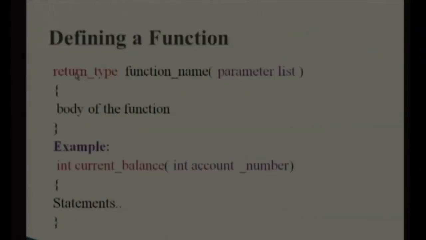A function should return something, right? So there is a return type and then function name and then parameter list, and inside this body of the function means what? The operation which we are expecting from this function will be performed inside this block, and this is the body of function.